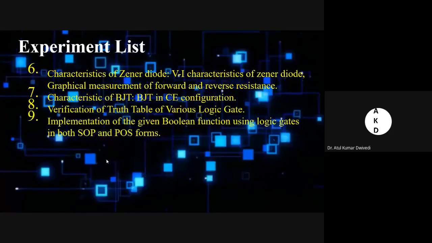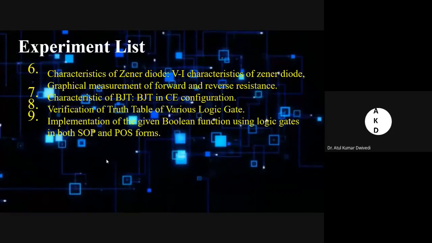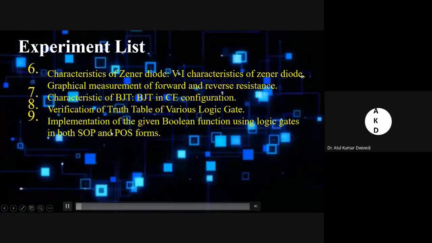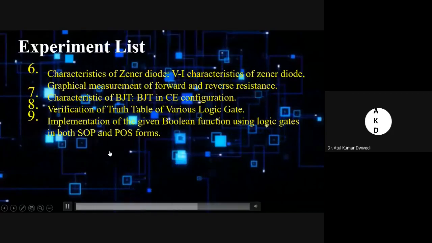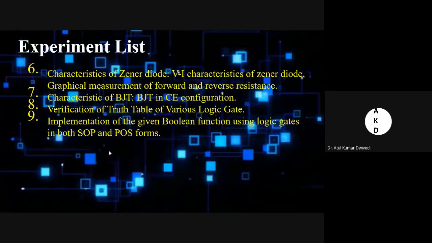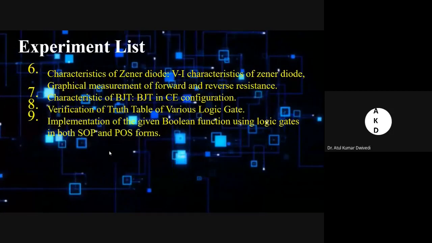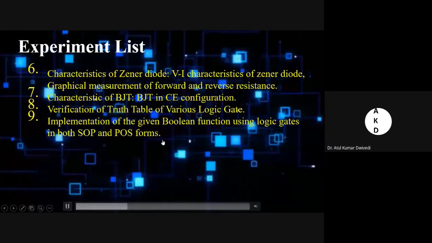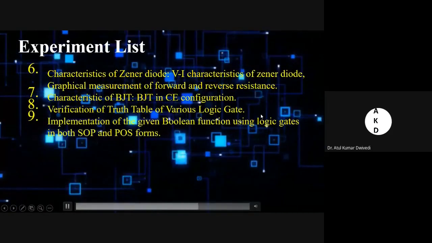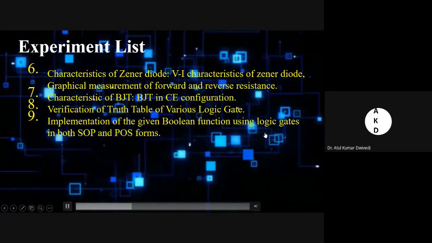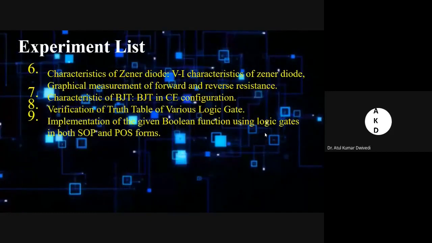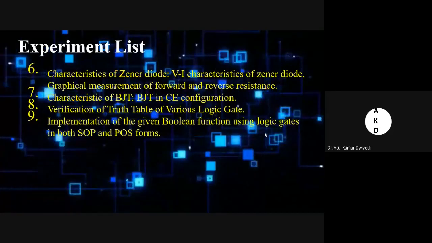And the ninth experiment is the implementation of a given Boolean function using logic gates, in SOP and POS forms: sum of products and product of sums. These are the two forms of representation of every Boolean function. They can be represented as sum of products or product of sums. We have to implement these forms of Boolean functions with the help of logic gates. After that, we have to verify the truth table from the circuit, and check whether the logical truth table and the circuit's truth table match.